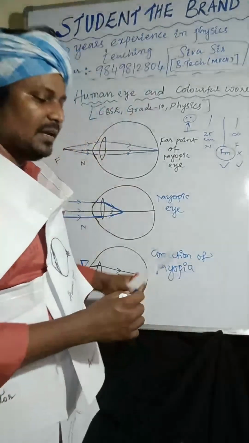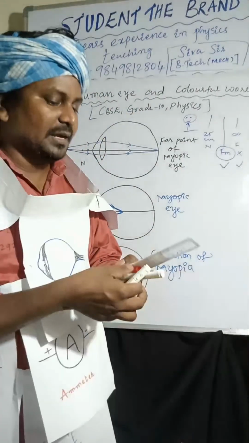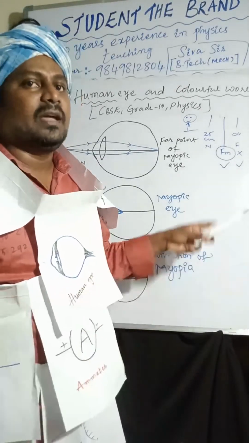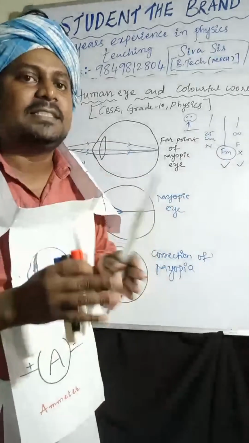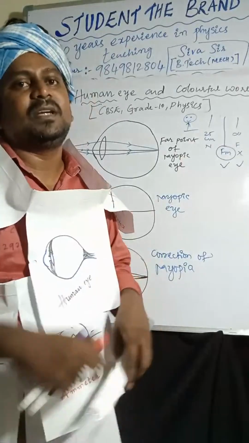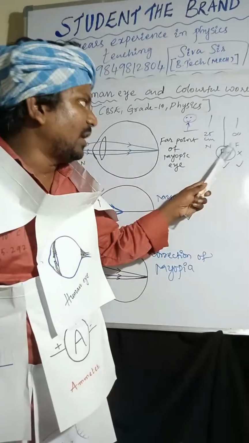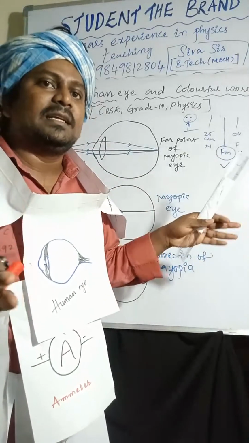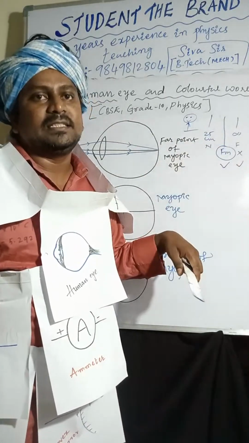Okay, so once again we will discuss about it. Listen, observe carefully here. Myopia means the person is able to see near distance objects. He can't see far distance objects. Point number one: myopia means the person is able to see near distance. He is not able to see the far distance object.